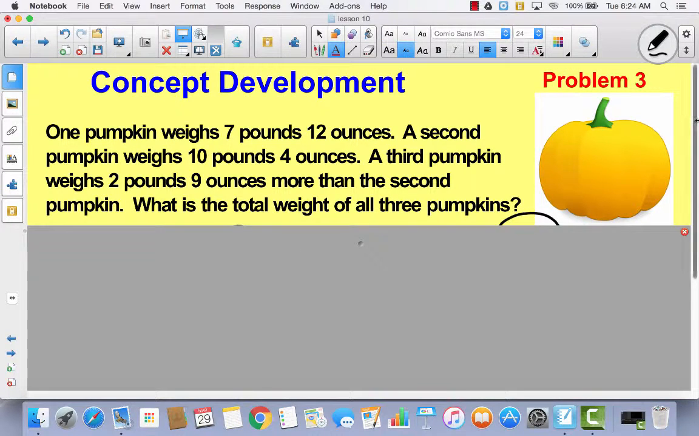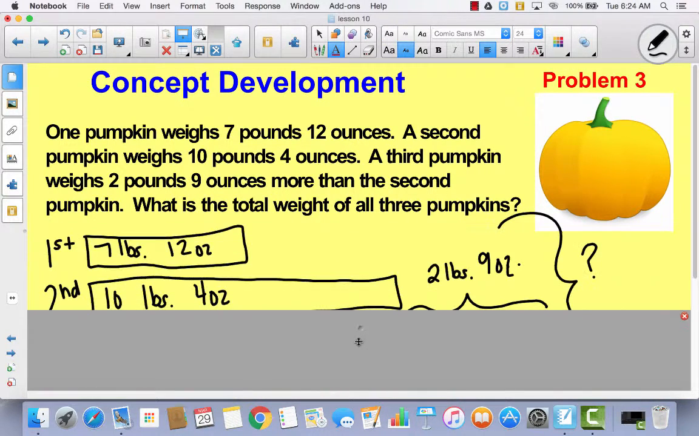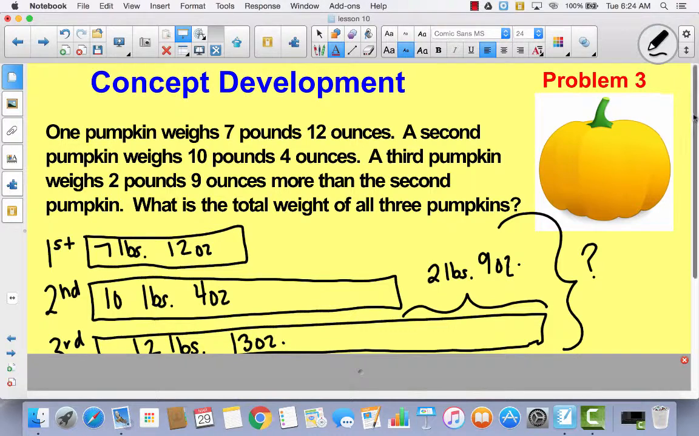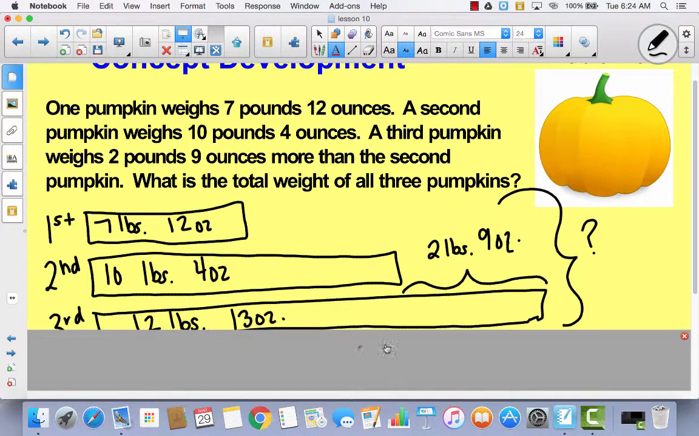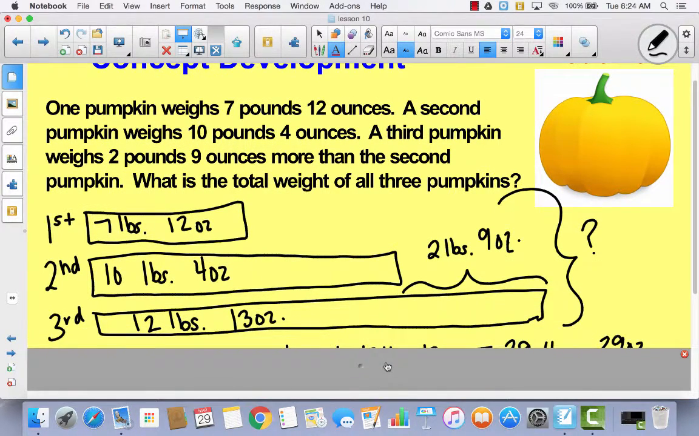Okay, so hopefully you solved this problem by yourself, and let's start with our model. So here's what my model looked like. I knew how much the first and the second pumpkin weighed, and I knew the third pumpkin weighed 2 pounds and 9 ounces more than the second pumpkin. So to get the weight of the third pumpkin, I just added 2 pounds and 9 ounces to 10 pounds and 4 ounces, and that gave me 12 pounds and 13 ounces.